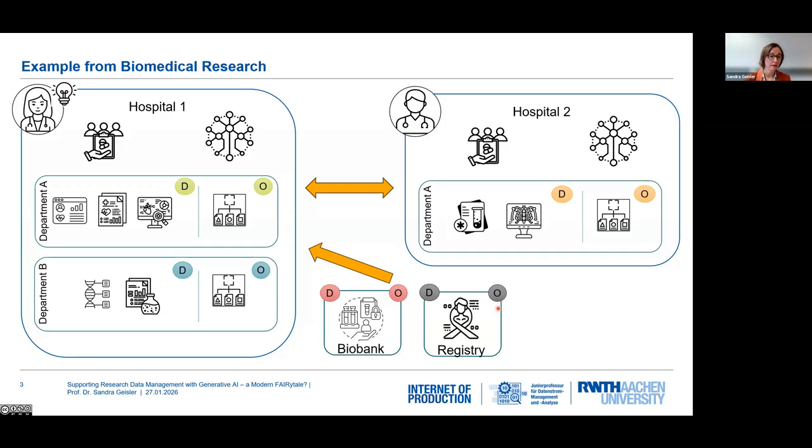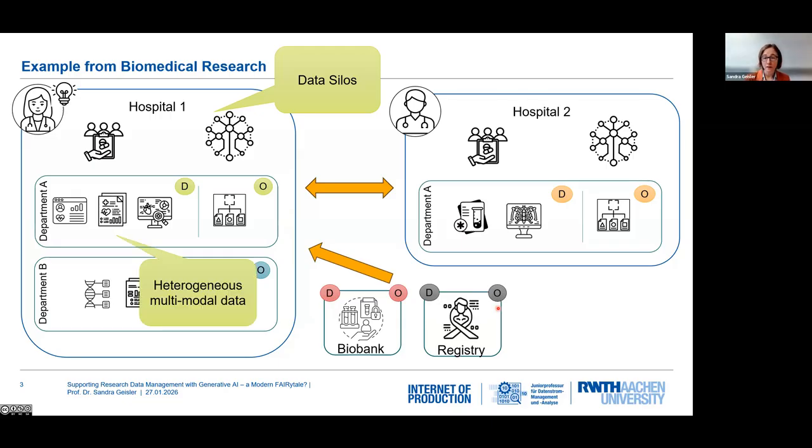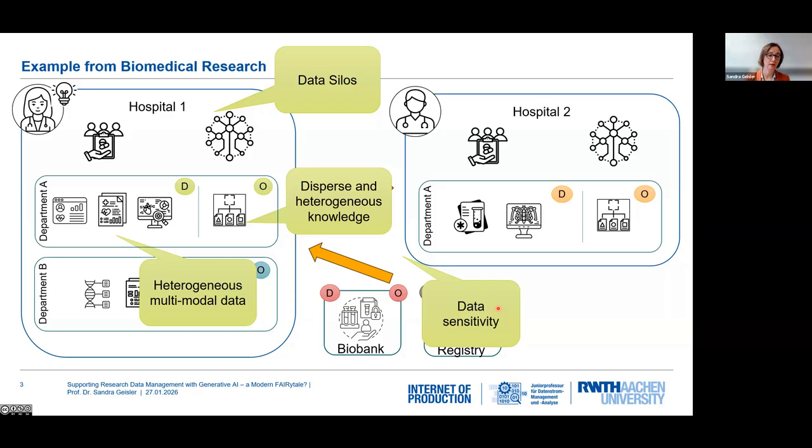Okay, the problems which we face here, as already said, is that we often have data silos. The data is not interoperable between the different parties. We have heterogeneous, also multimodal data, which we need to handle differently. We often also have a problem of data sensitivity and data sovereignty. We have heterogeneous knowledge, which needs to be aligned if we bring together data from different parties, and we have a variety of stakeholders who also have different cultures in working with the data.